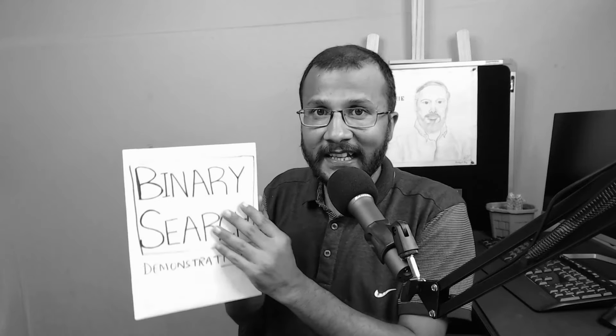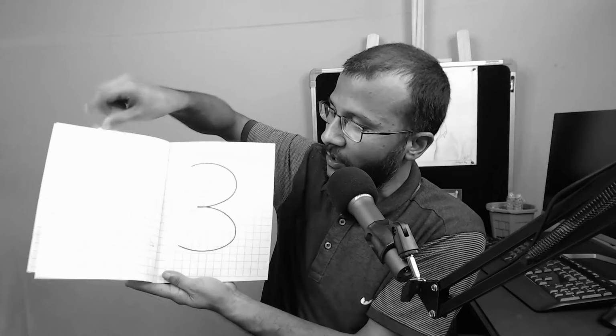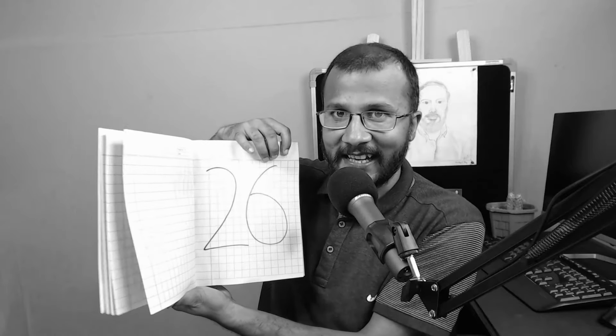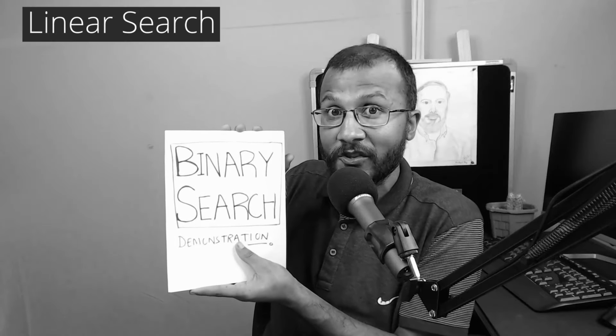Okay, so let's take the example of this book. This is a book wherein there are page numbers, right, starting from page number 1. Now these page numbers are sorted in ascending order. Page number 3, page number 4, page number 5, up to the last page number, which is page number 26. So we are going to demonstrate the working of binary search in this particular book, but before that, let's try to demonstrate the working of linear search in this particular book.